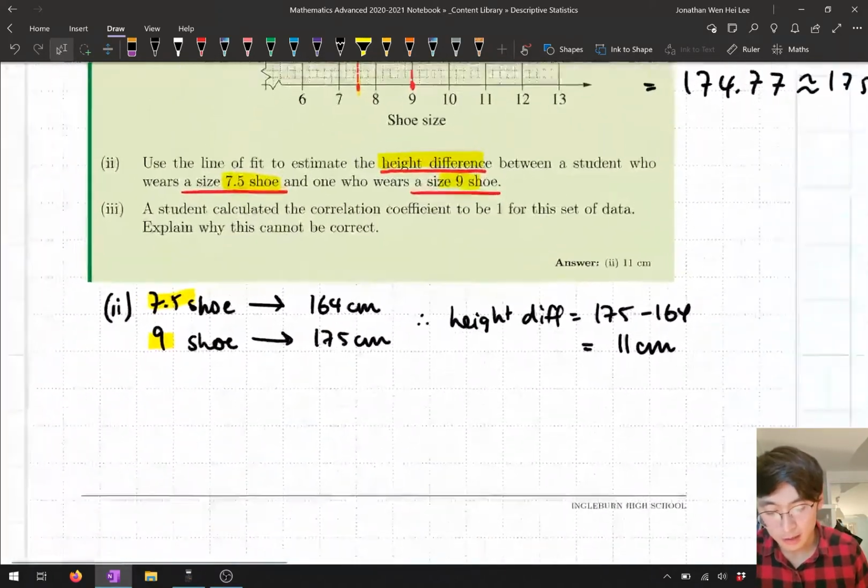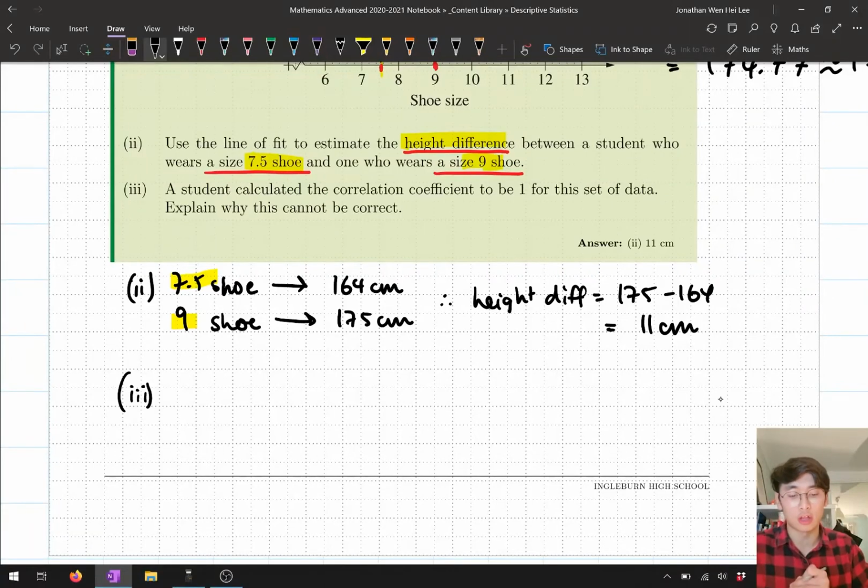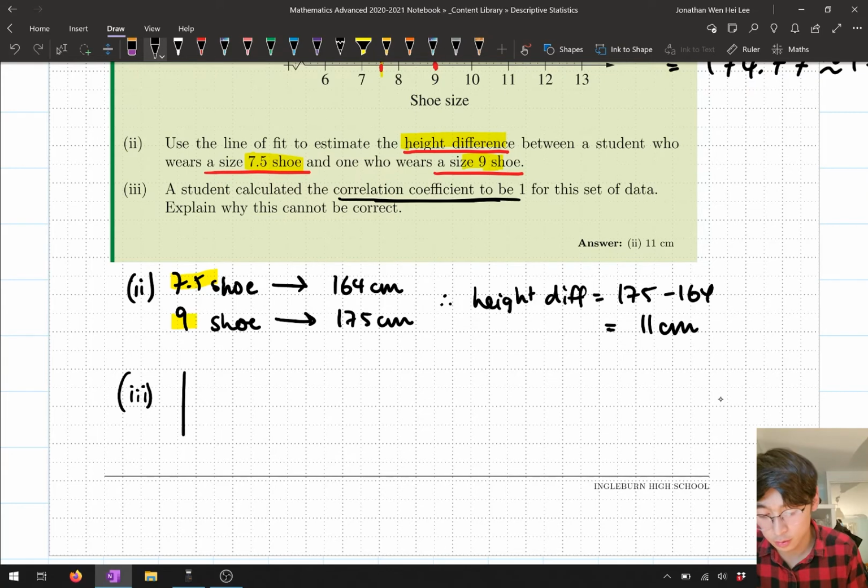Okay, part 3. A student calculated the correlation coefficient to be 1 for this data set. So I'm going to underline that. Correlation coefficient to be 1 for the data set. Explain why this cannot be correct. Now, when you see a correlation coefficient of 1, we call that a perfect positive correlation. So what that should look like is this.